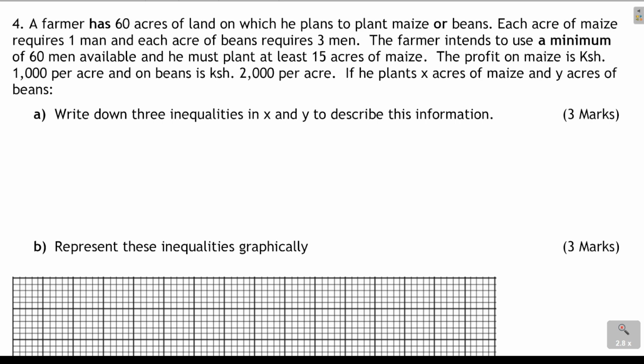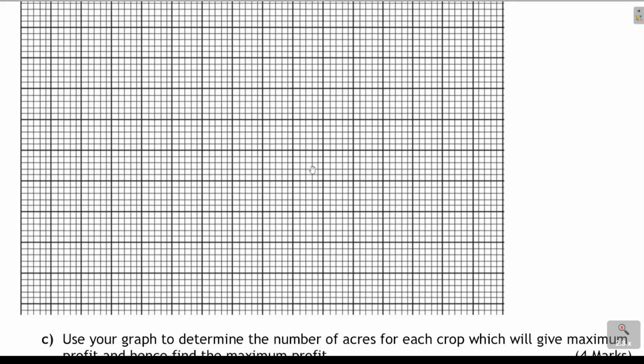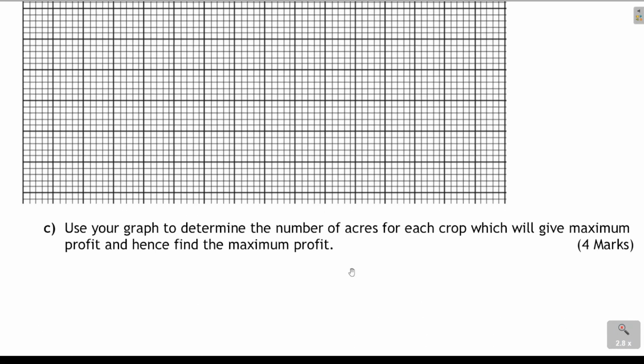If he plants X acres of maize and Y acres of beans, part A of the question, write down 3 inequalities in X and Y to describe this information. Then B, represent these inequalities graphically. And then part C of the question, use your graph to determine the number of acres for each crop which will give maximum profit and hence find the maximum profit.